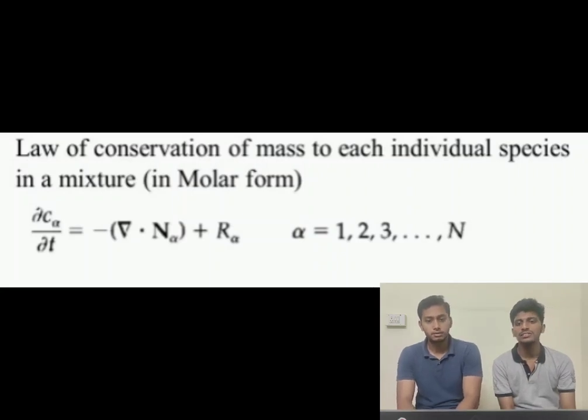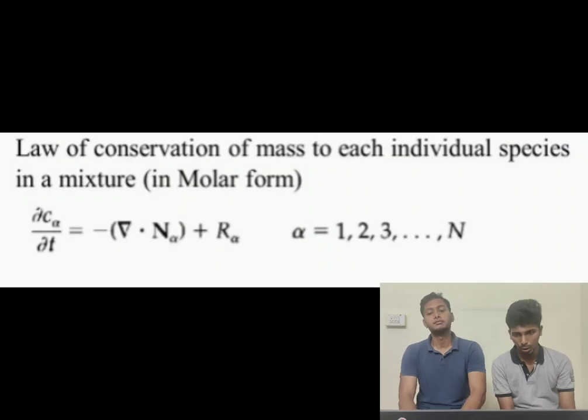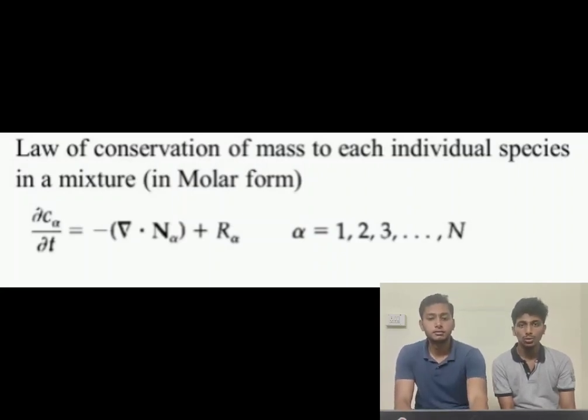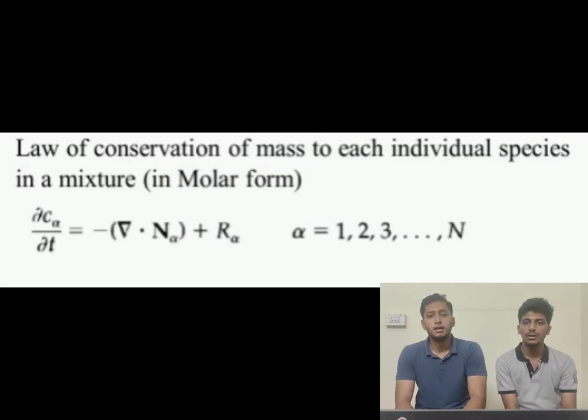This equation basically says that the rate of change of concentration of a species depends on how much is coming in or going out through flux, and how much is being produced or consumed during the reaction which is taking place at that point. Let's go one term at a time. First, dou C alpha by dou t. This is the local accumulation of the species. It's how the concentration changes over time at a fixed point in space.